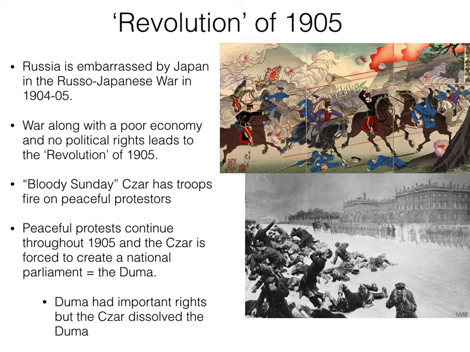Because of the fiasco of the Tsar firing on protesters, the protests are going to continue, and the Tsar has to give concessions in order to quell these uprisings. The biggest change that comes about in 1905 is that the Tsar is forced to create a national parliament, which in Russian history is called the Duma.